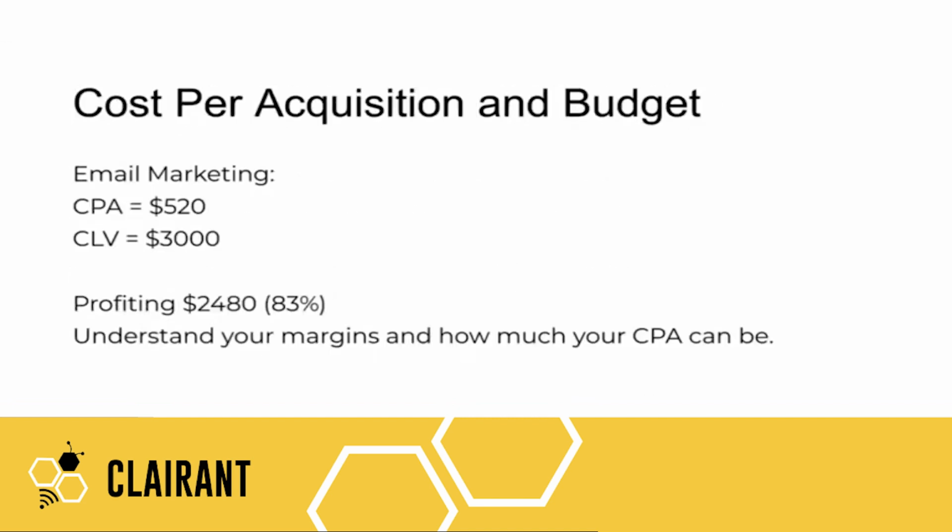Now, your cost per acquisition and your budgeting. For this email marketing campaign, the cost for you to acquire 1 customer was $520. That's because you divided the cost of the campaign, $1,040, by the 2 new customers that you acquired. And that gives you that $520 mark, okay? If you know your customer lifetime value is $3,000, you are profiting $2,480 from each of those customers, which is an 83% profit. That's pretty awesome.